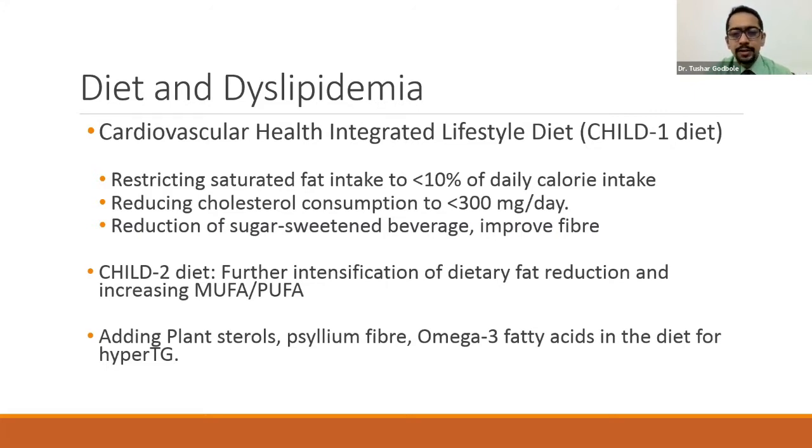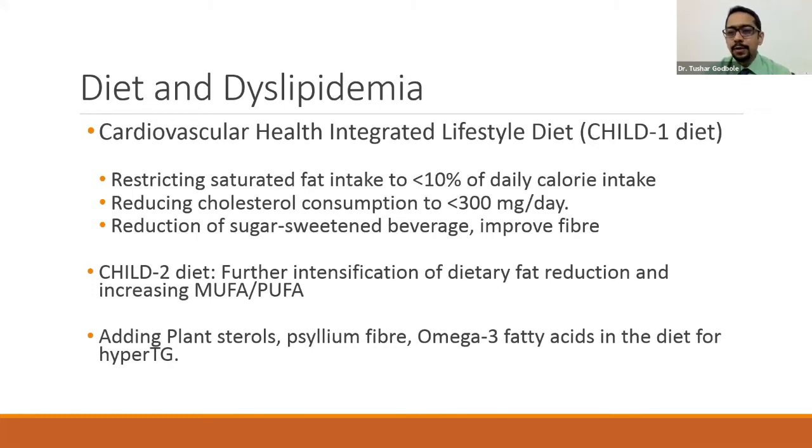Child 2 is stricter in intensification of dietary fat and increasing the MUFA and PUFA percentages. In cases of triglyceridemia, before you consider adding any drugs, you want to add the plant sterols. You reduce the dairy consumption, the meat consumption, and put them on plant-based oil sources. So plant sterols compete with the cholesterol for the absorption in the small intestine.